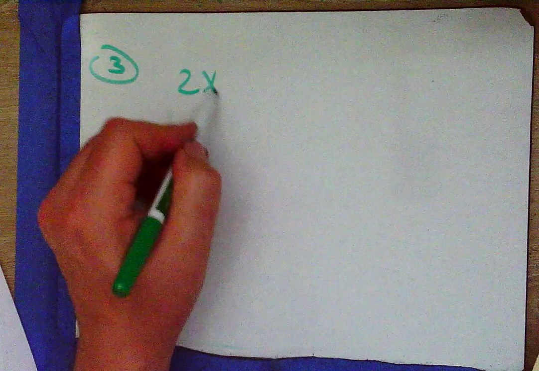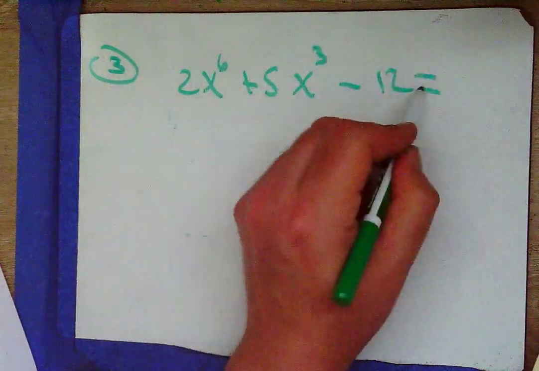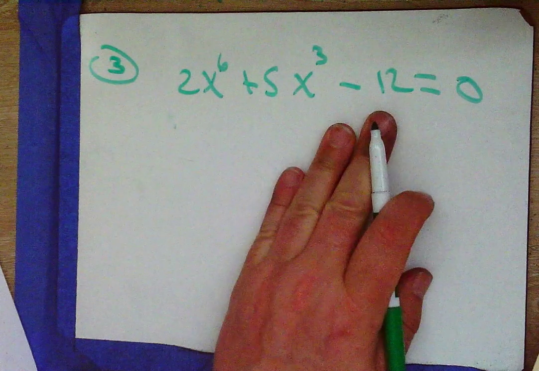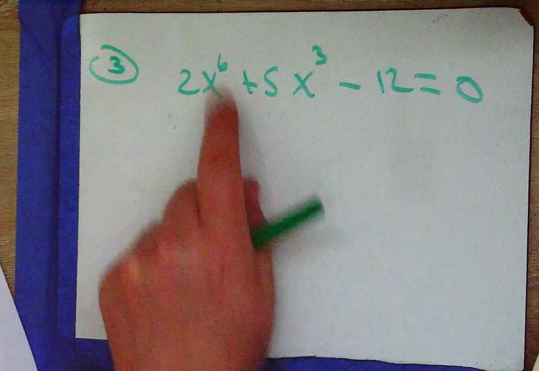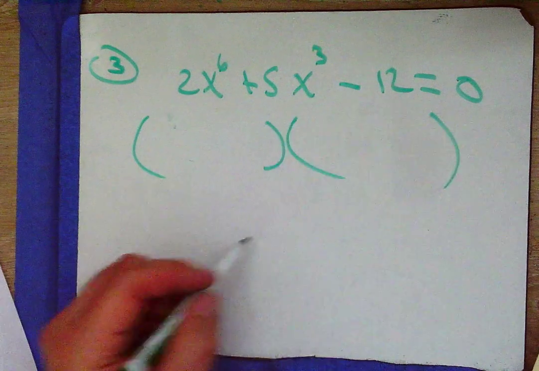Okay, and then the last one, problem number 3. Will it be the same pattern? Well, let's take a look at problem number 3. It says 2x to the 6th plus 5x to the 3rd minus 12 equals 0. And oh my goodness, look, it's the same coefficients, and this power is half of that power, and the signs are still the same. So how's that going to factor?